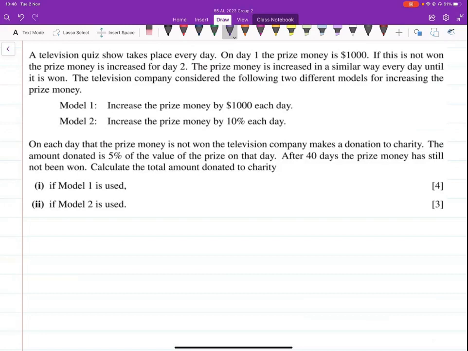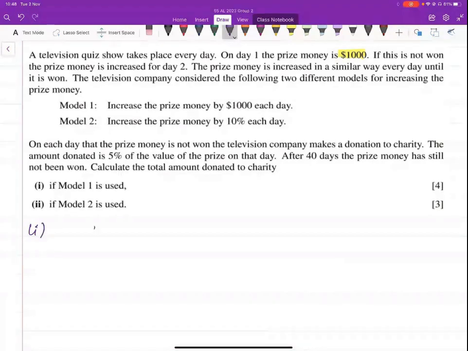So a television quiz show takes place every day. On day 1, the prize money is $1,000. If this is not won, the prize money is increased for day 2. So we are starting from $1,000 and then it keeps on increasing. The prize money is increased in a similar way every day until it is won. The television company considered the following 2 models for increasing the prize money. There's model 1 that says increase the prize money by $1,000 each day.